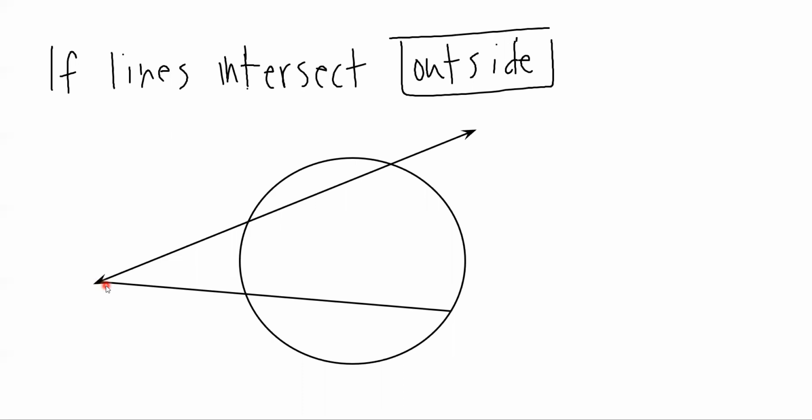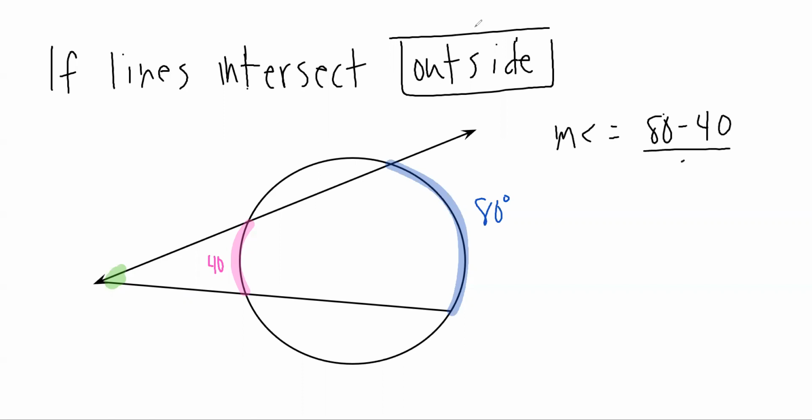So then what I could do is I have this intercepted arc here. And I have this intercepted arc here. So if this is 40 and this is 80, the measure of this angle is going to be the difference of the two arcs divided by 2.